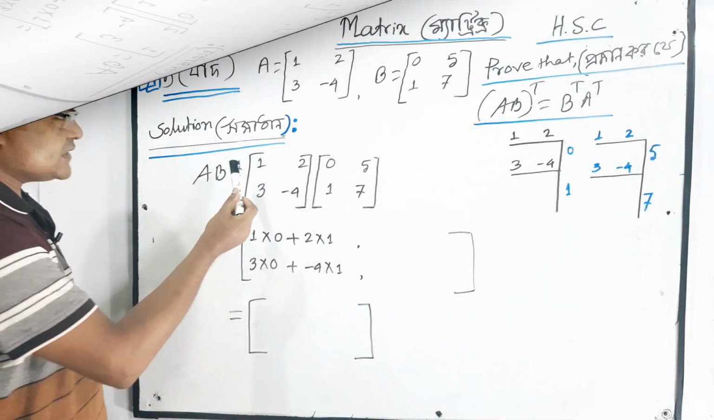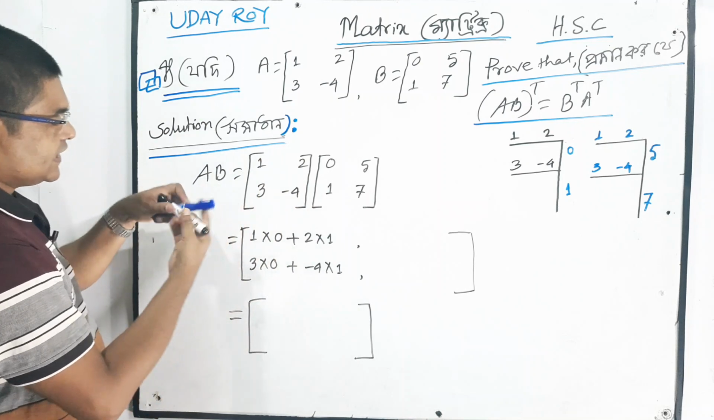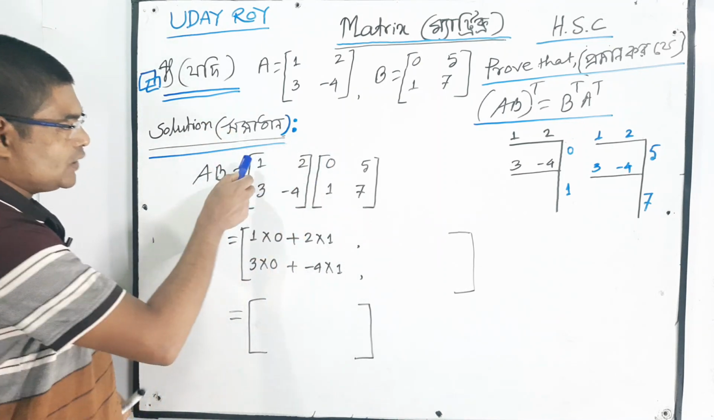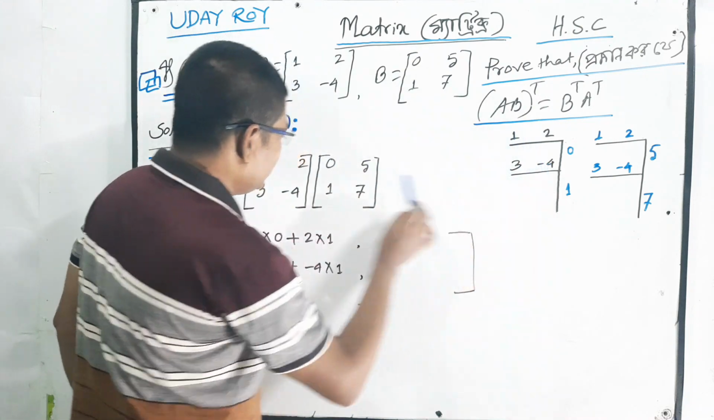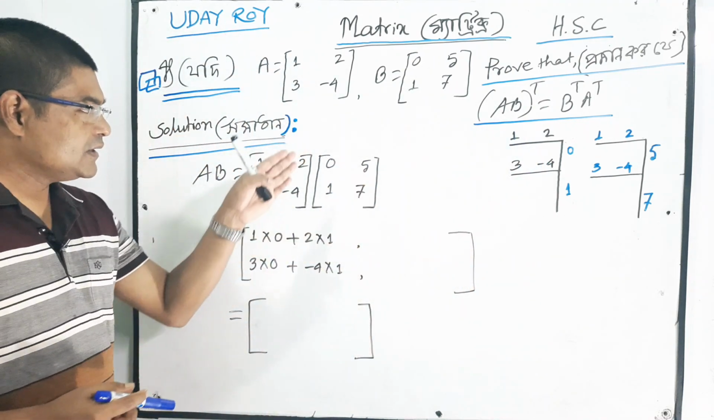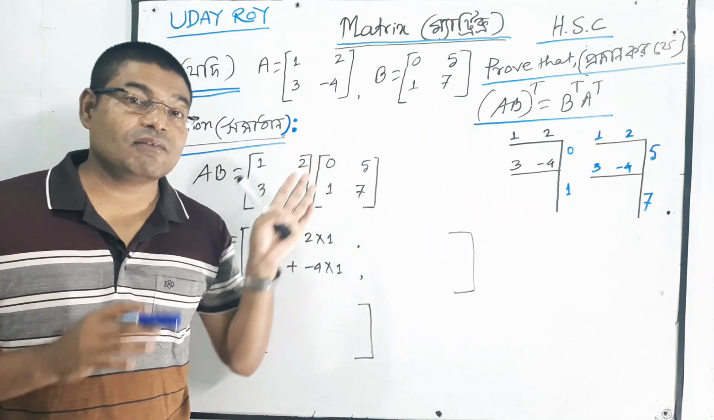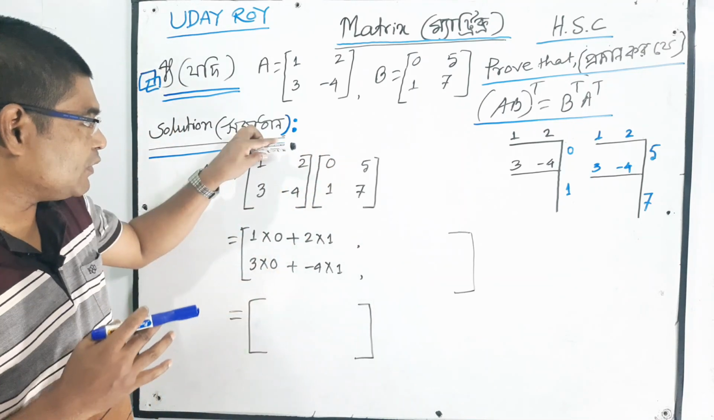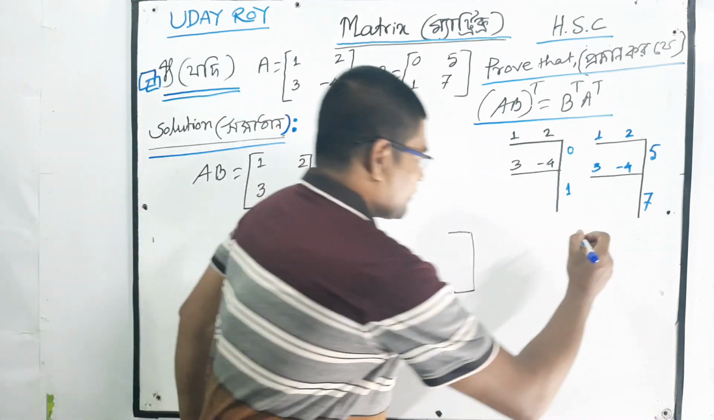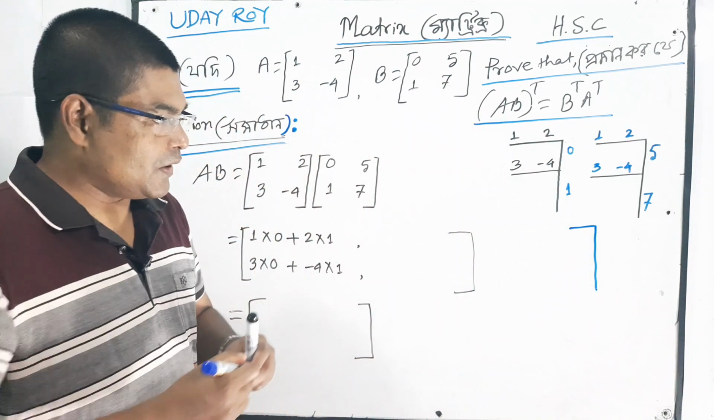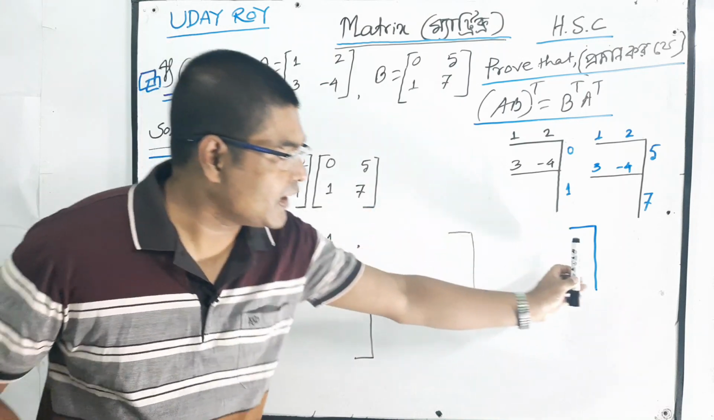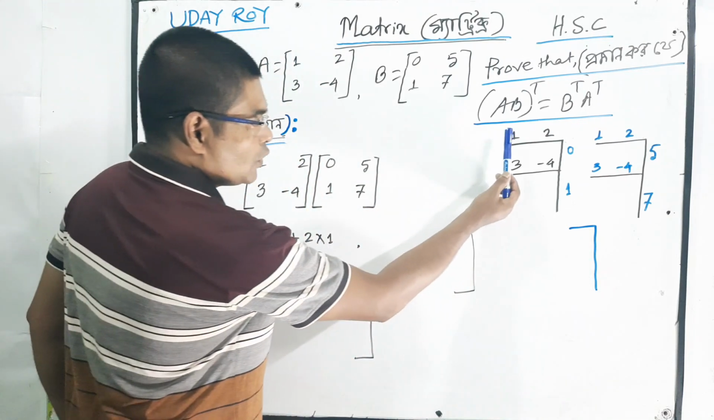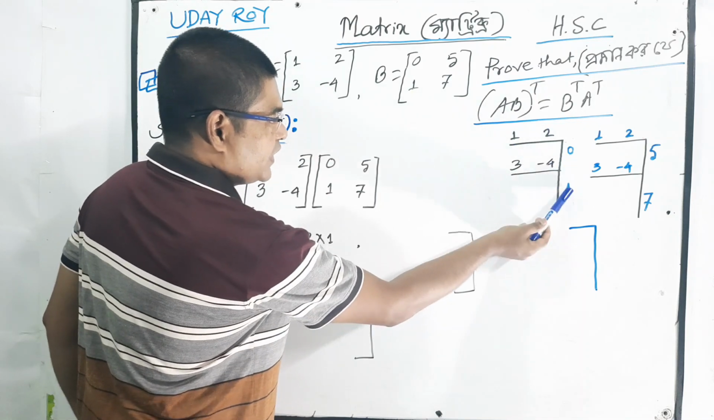So here you can see 1, 2, this is row and this is column. So you can see 1, 2, 3, 4 and 0 and 1. So at first you have to take the first column and two rows. You have to follow this method. This is row, this is column. Be careful. So here you can see 1 into 0 plus 2 into 1.